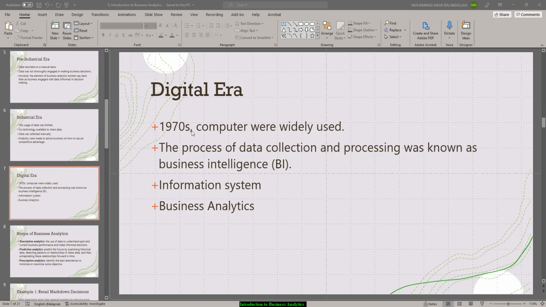The digital era started from the 1970s onwards, where computers were widely used. The process of data collection and processing was known as business intelligence. Business intelligence means that we collect the data and describe it in a simpler manner, for example in a chart or bar chart, and when we have that frequency distribution result, we make a decision based on that. That is business intelligence. But in our subject, we will learn business analytics.